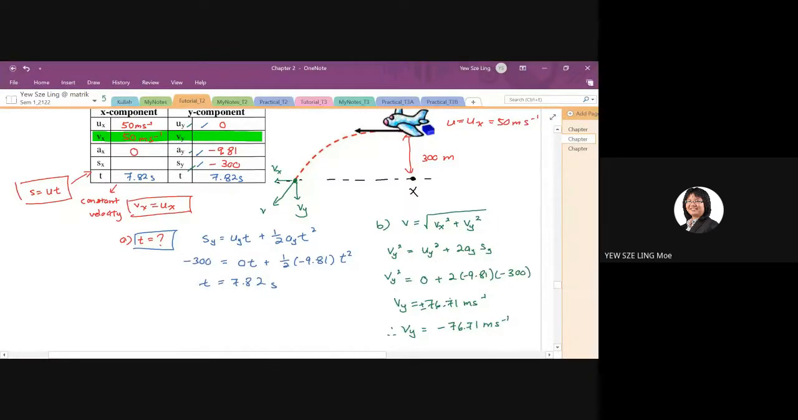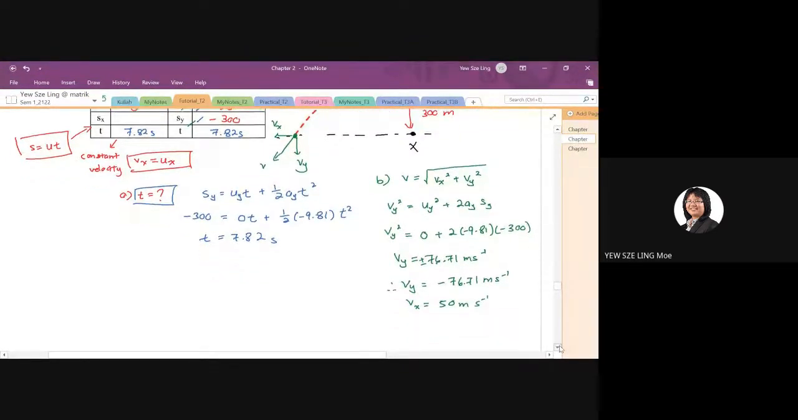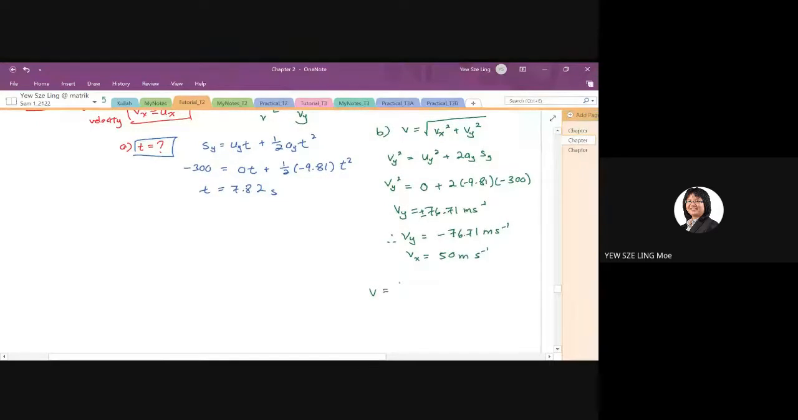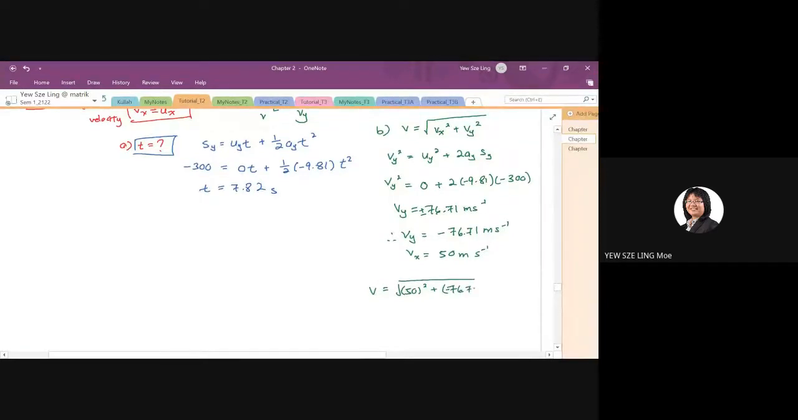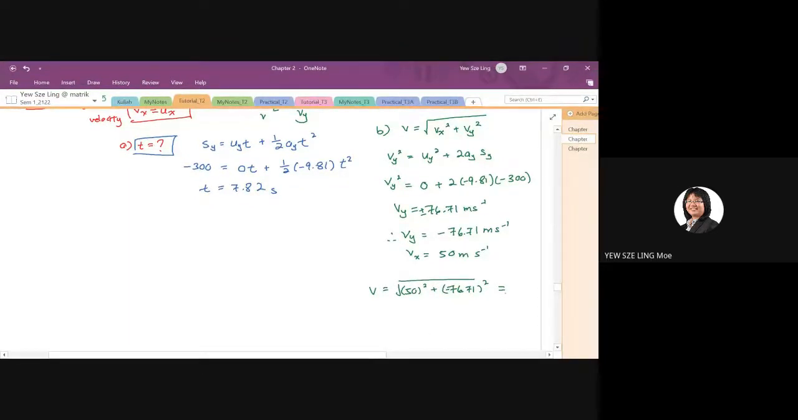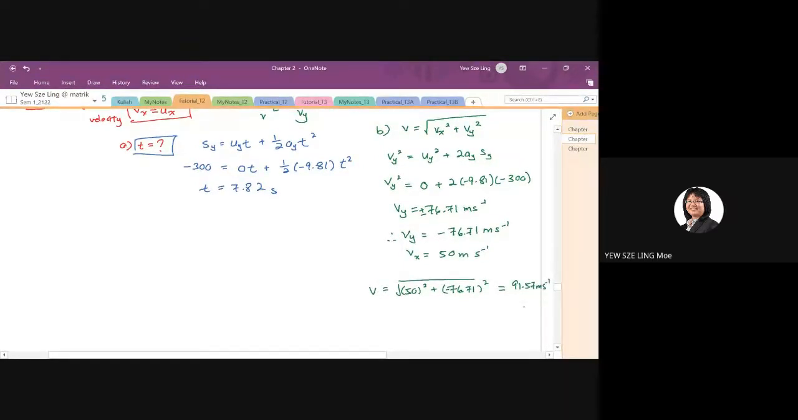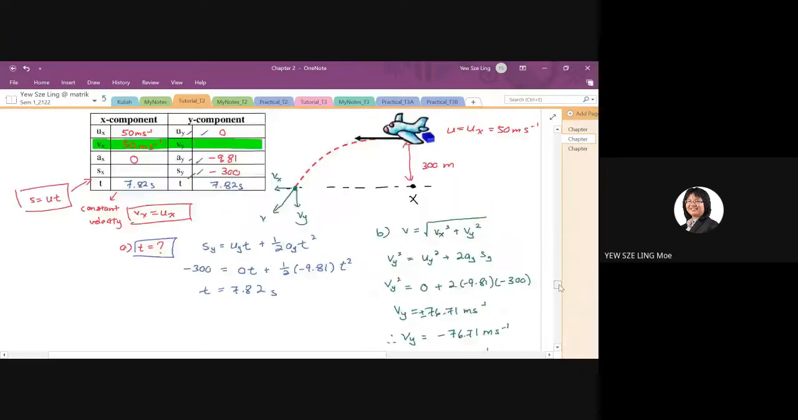So now that you have Vy, you can then proceed to the resultant value. So given in the table, Vx equals 50 meter per second. So you are going to calculate V equals square root of 50 square plus negative 76.71 square, which is equal to, okay, the answer is 91.57 m/s. Now let's go back to the question again.